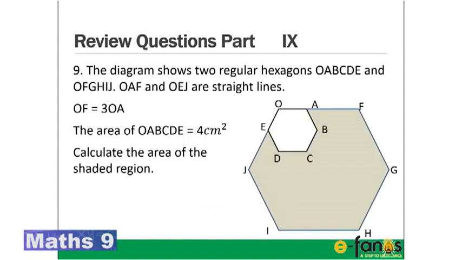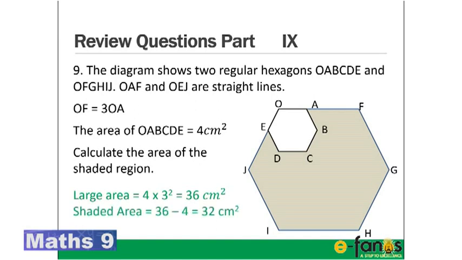9. The diagram shows two regular hexagons OABCDE and OFGHIJ. OAF and OEJ are straight lines. OF equals 3OA. The area of OABCDE is 4 centimeters squared. Calculate the area of the shaded region. Pause the video whilst you work it out. Here's the answer. The large area is 4 times 3 squared, which is 36. So the shaded area is 36 minus 4, which is 32.